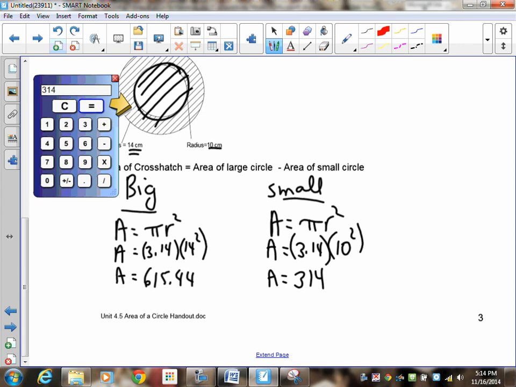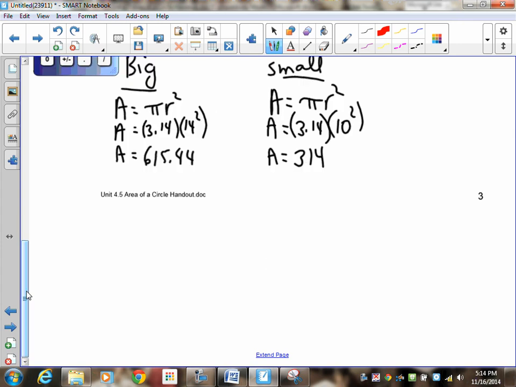All right, so now that I know the area of the big circle and the area of the small circle, I can take the area of the big circle, which is 615, and subtract the area of the small circle, which is 314, and whatever's left will be the donut shape that's there. Okay, so just to make sure everybody understands what I'm doing, I'm going to put down what I'm doing. I've got the area, it's going to be equal to big, take away the small. I'm making a plan.